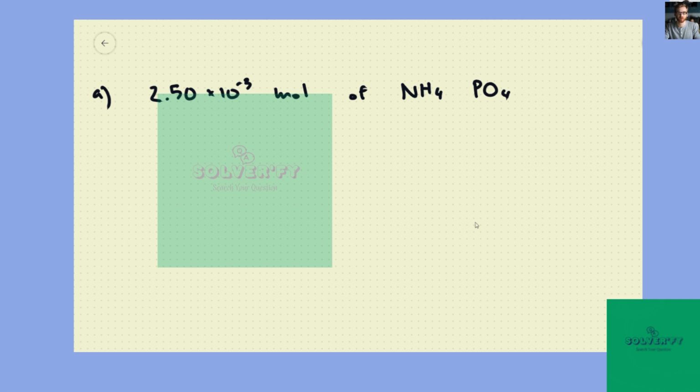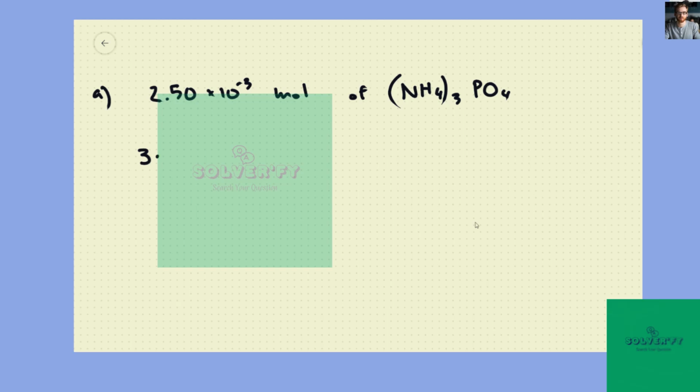The PO4 has a 3- charge, NH4 has a +1 charge. So you would need 3 NH4s to balance out the -3 from the PO4. So let's find the molar mass of ammonium phosphate, and then all we would have to do is multiply.